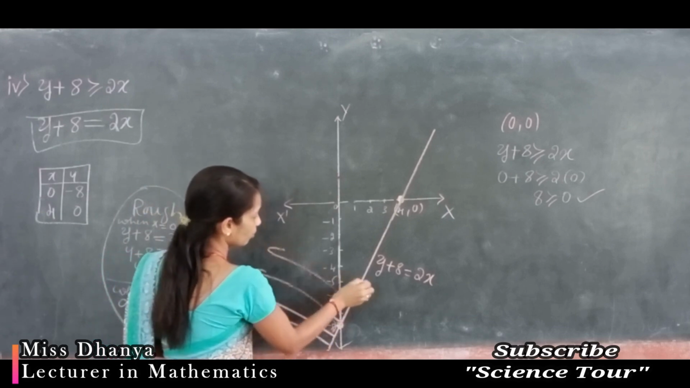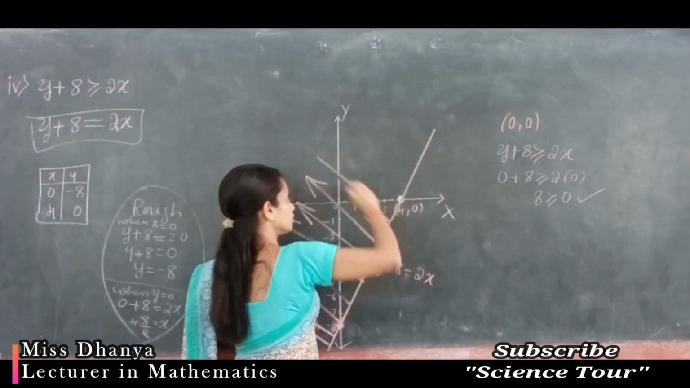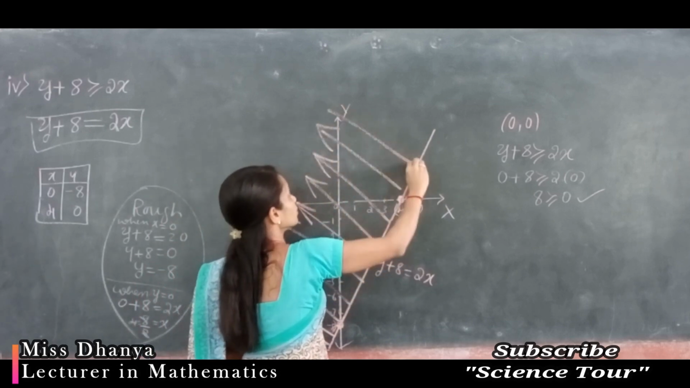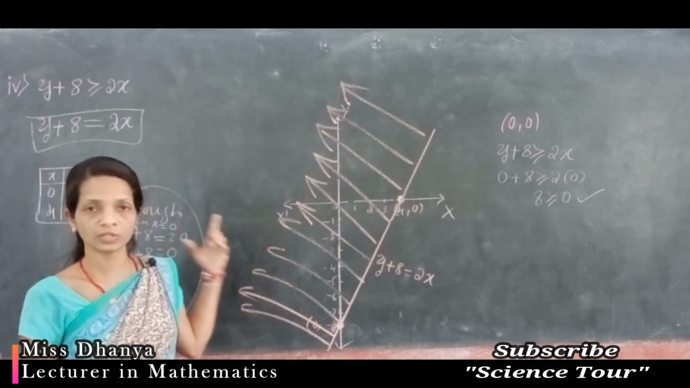So shade above the line. That is the solution region of the given inequality. Okay, so this completes the answer of this problem.